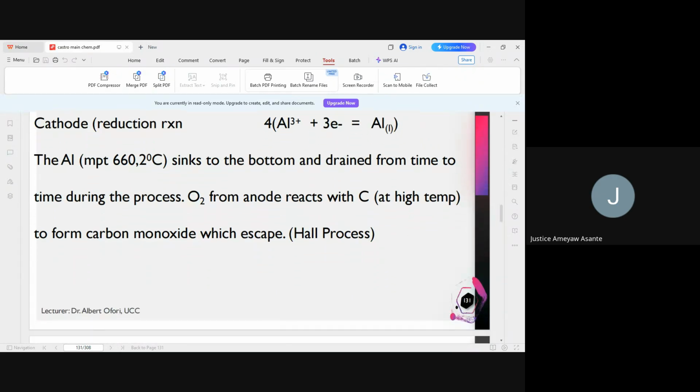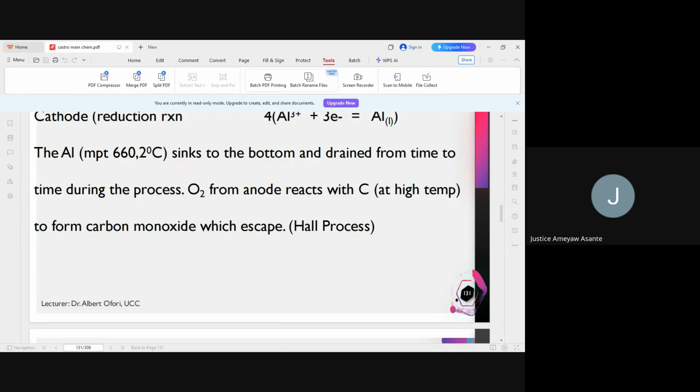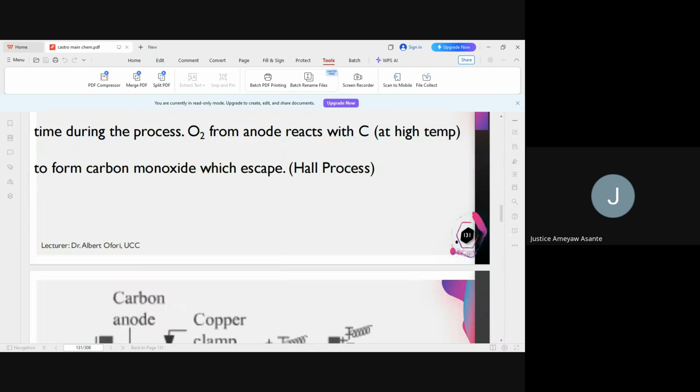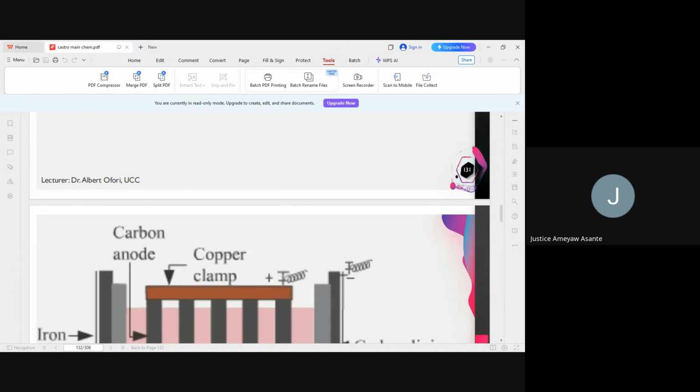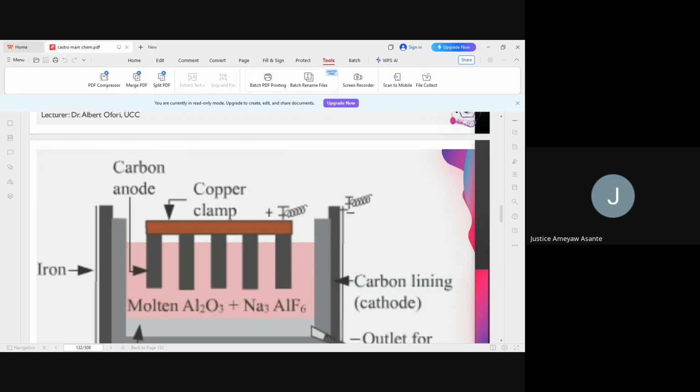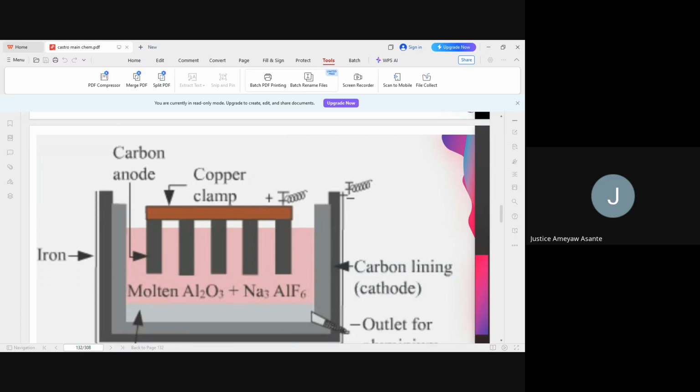So you will see, because of the carbon there, you also observe carbon monoxide escaping. And we call that the Hall process. And this is the setup. So this is when you are separating the aluminum.